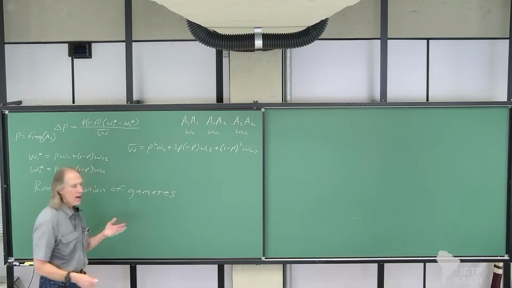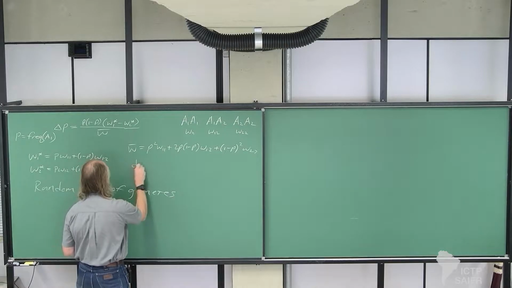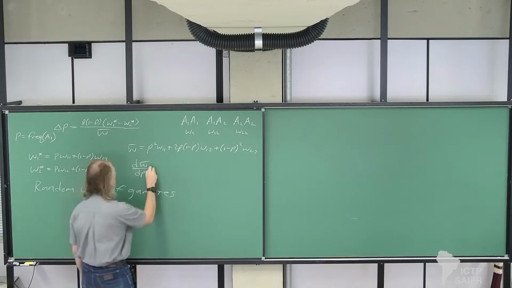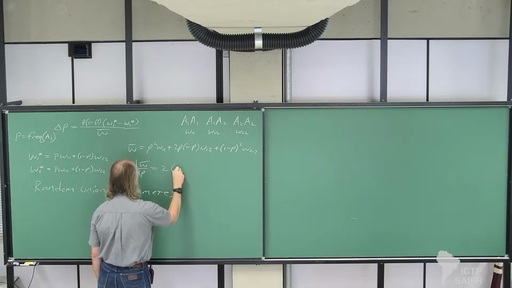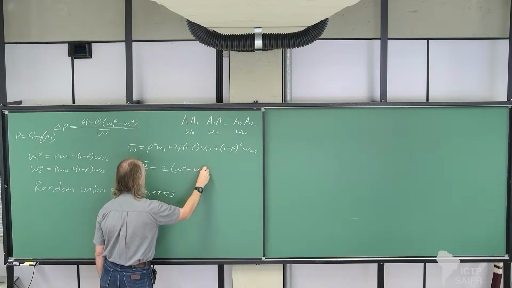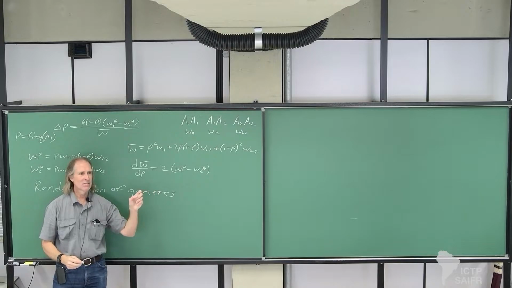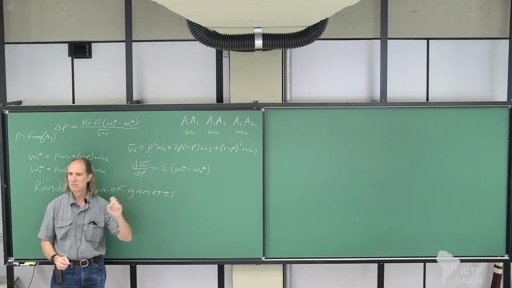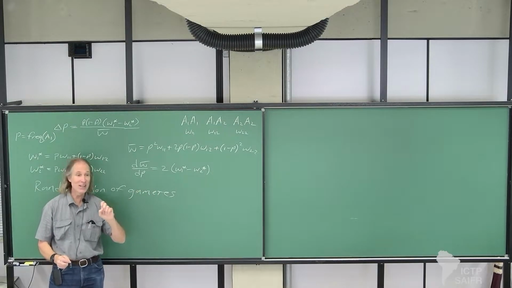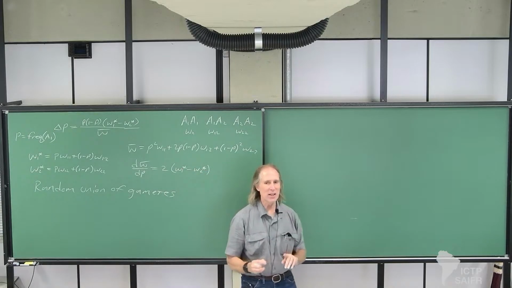Then I asked you to confirm that the derivative of W bar with respect to P came out to be 2 times the quantity W1 star minus W2 star, which shows up here. Did anybody check that? Did it work out? Did anybody try it and it didn't come out to that? Okay, I'm going to go on. If you haven't checked that, I recommend you do it.